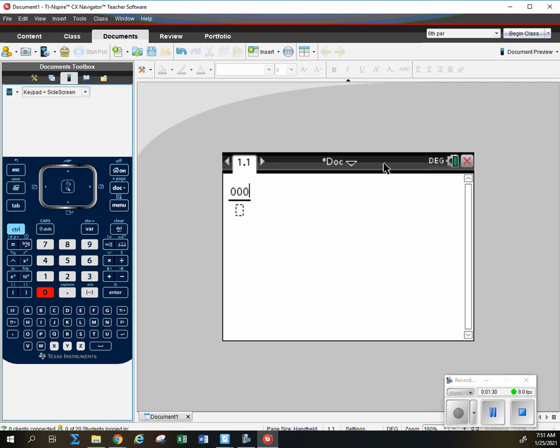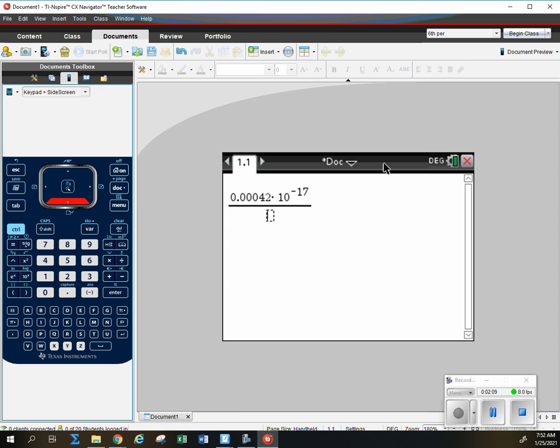So 1, 2, 3 zeros after the decimal, except it did not take my decimal there, so I'll try again. 0.123, and then a 42. And then times, so obviously multiply. Since this is 10 to something, all I need to do is push the 10 to the x button. I don't even have to do 10 caret, which is my other choice. And then I need to put the negative 17 in there. Be sure you use the negative sign, not the subtraction sign. Negative 17.